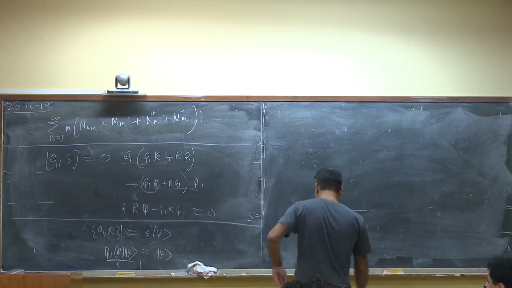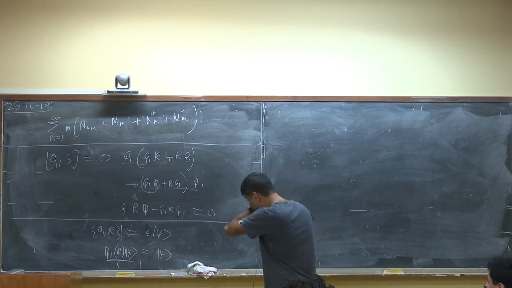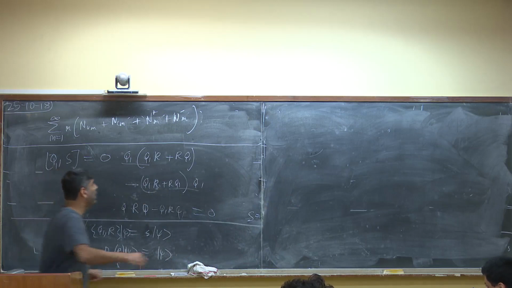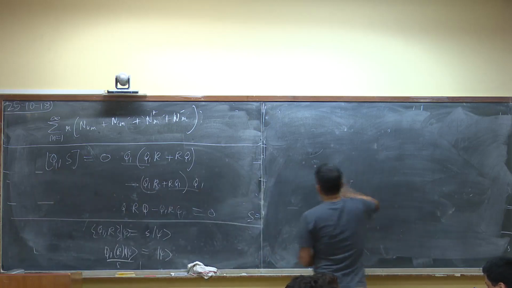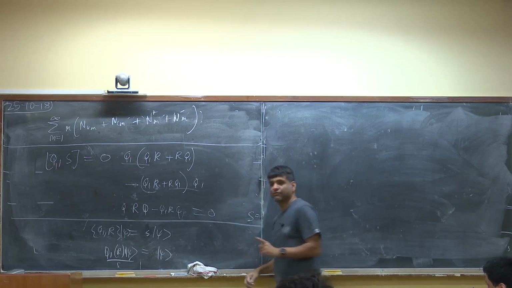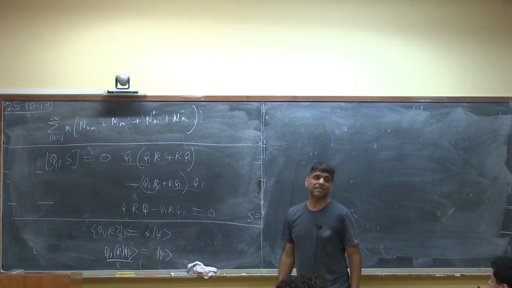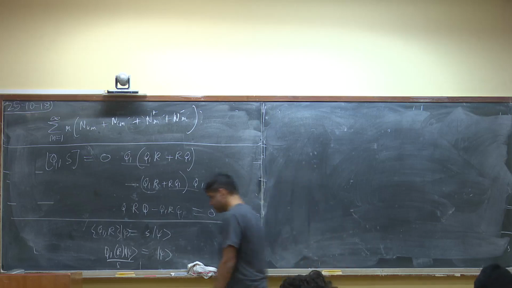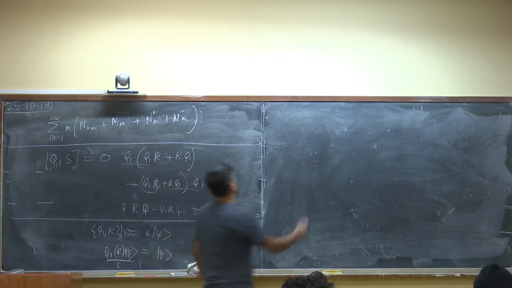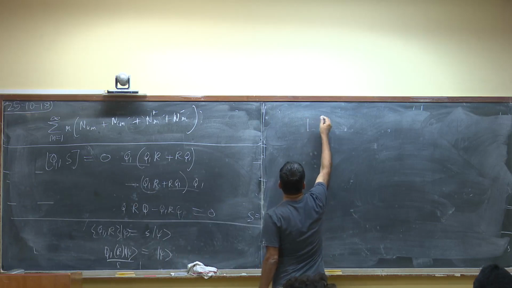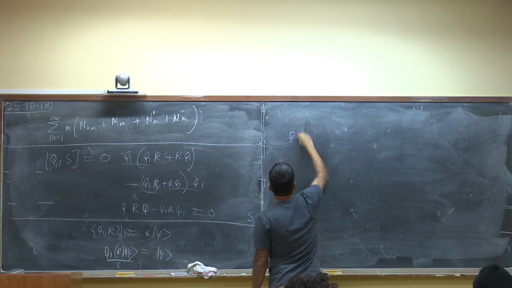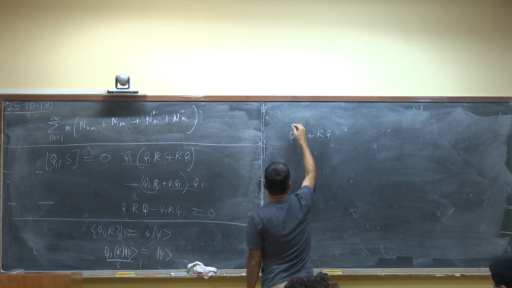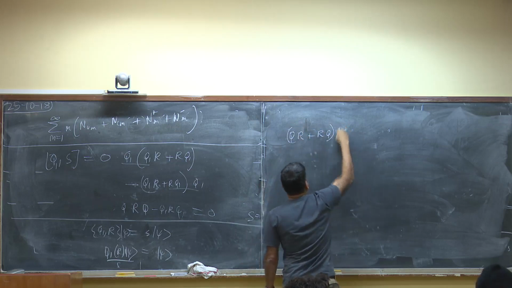Okay, now I want to show that all of the 0 eigenspace of S is in the cohomology of Q. So, what do we have? If we've got something in the 0 eigenspace of S, we have QR plus RQ on psi is equal to 0.